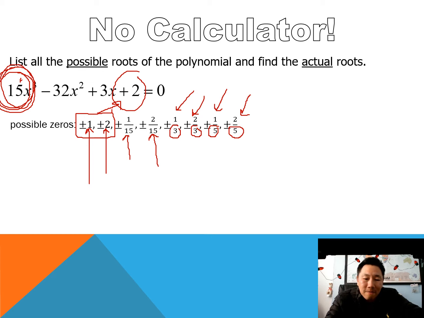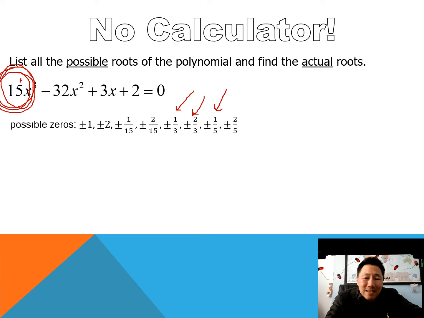All right. So it turns out that the theorem wasn't as easy as we thought, because now we have a whole bunch of different possible answers to figure out for this equation. So let's go ahead and check one at a time. Let's plug in a 1 to the 15, the negative 32, the 3, and the 2.